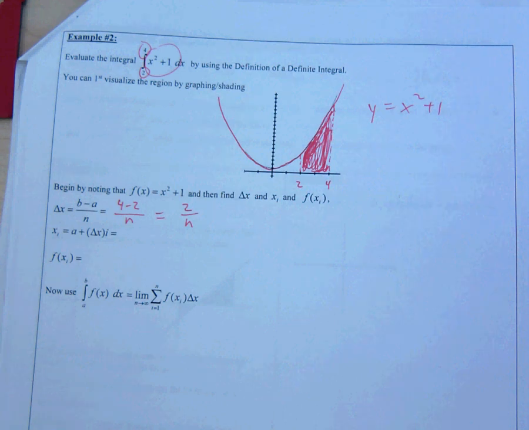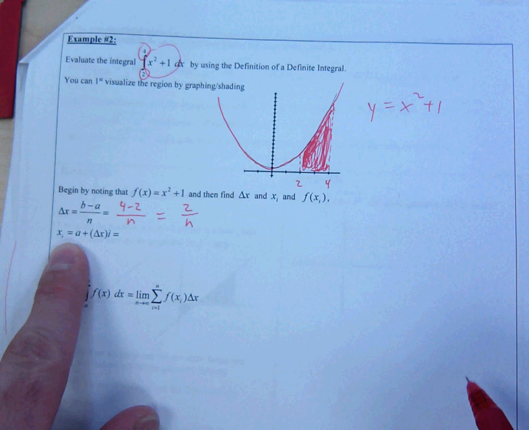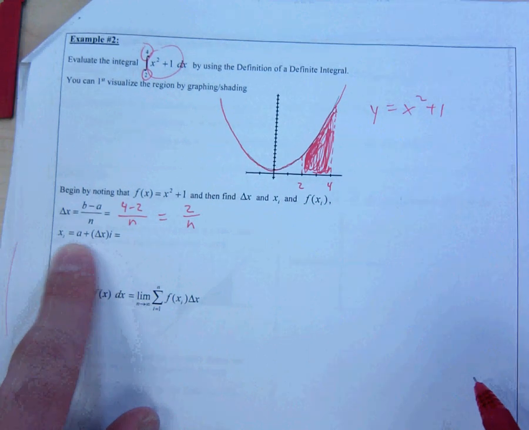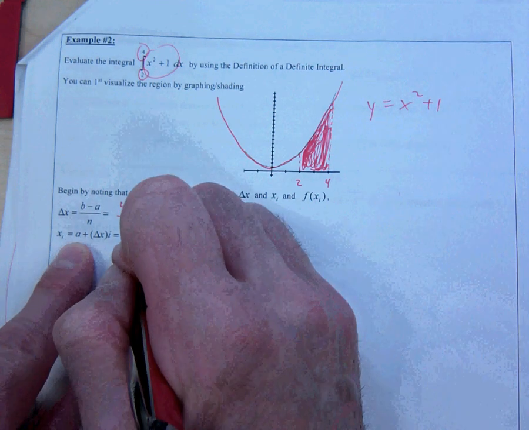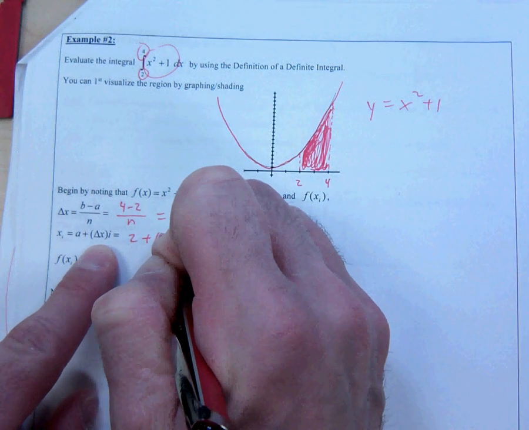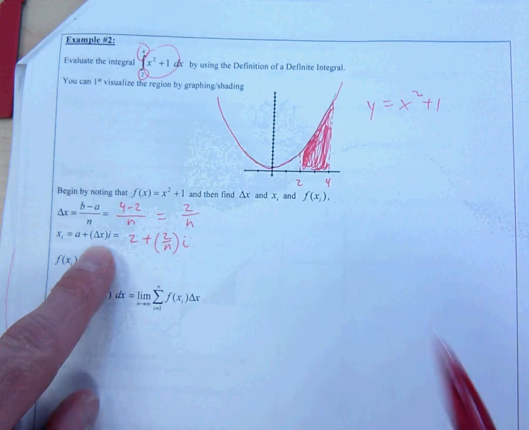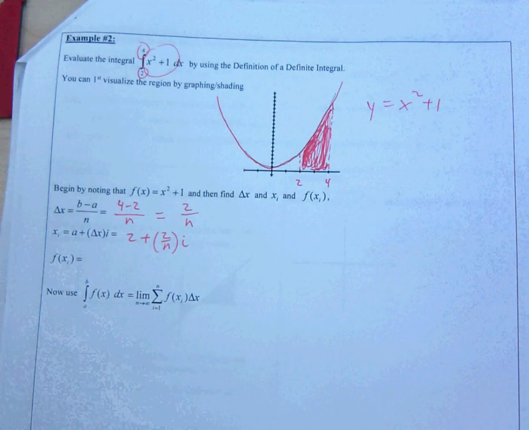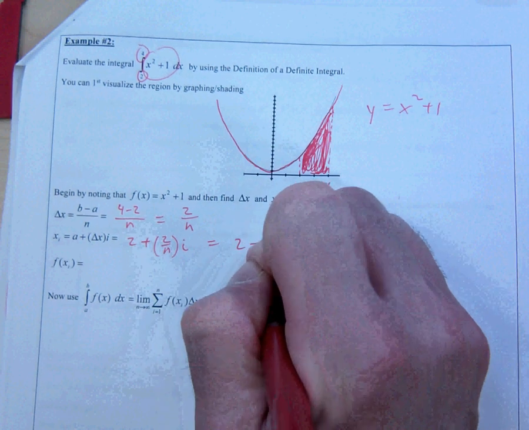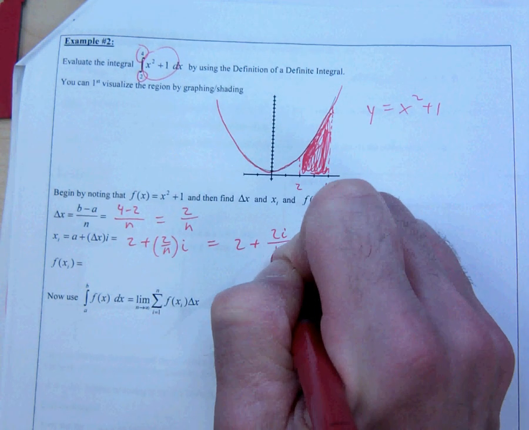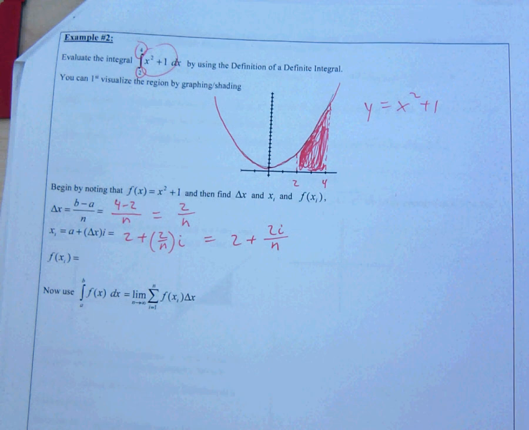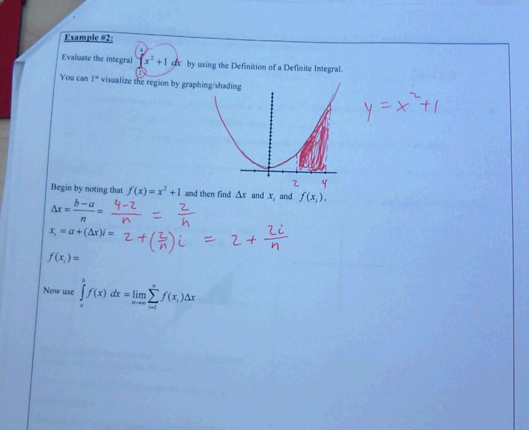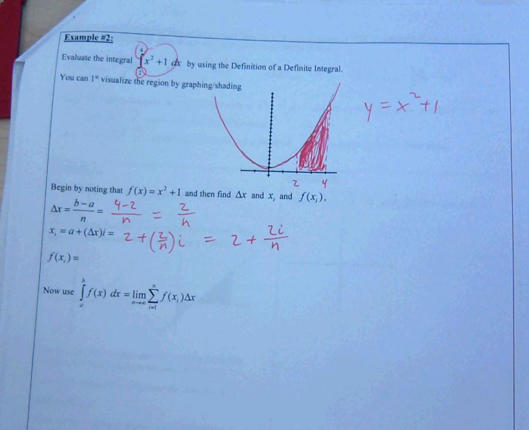Now, x sub i can be found using this formula. And so what's your a, guys? What do I replace a with? 2. Plus your delta x, which you just found to be 2 over n, and then times i. Is everybody with me on that? Okay, and by the way, I'd like you to just turn that into this. Do not get a common denominator on that. Just leave it like that for now. Okay? Are we clear? Again, do not get a common denominator on this yet. Okay? Just leave it alone.